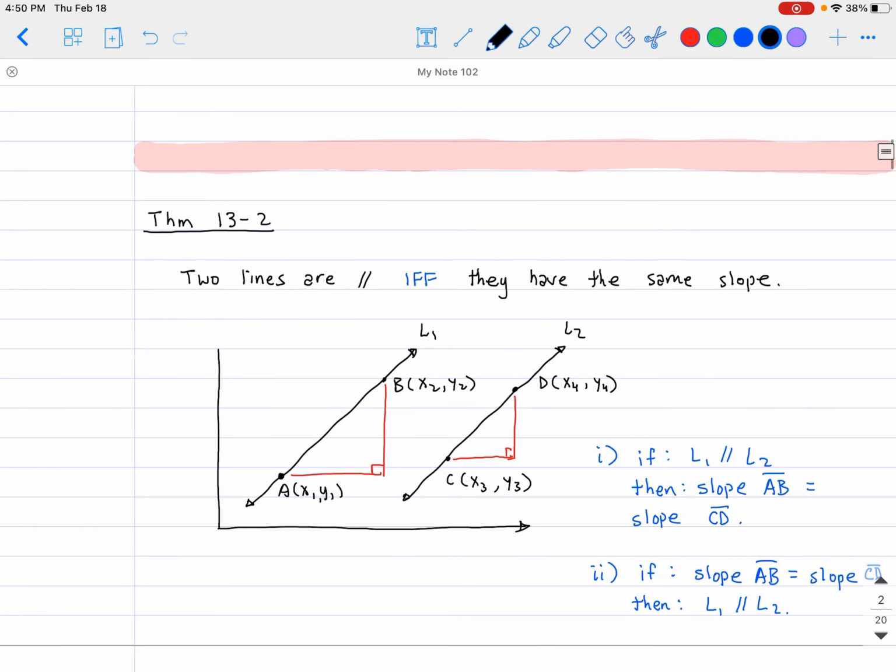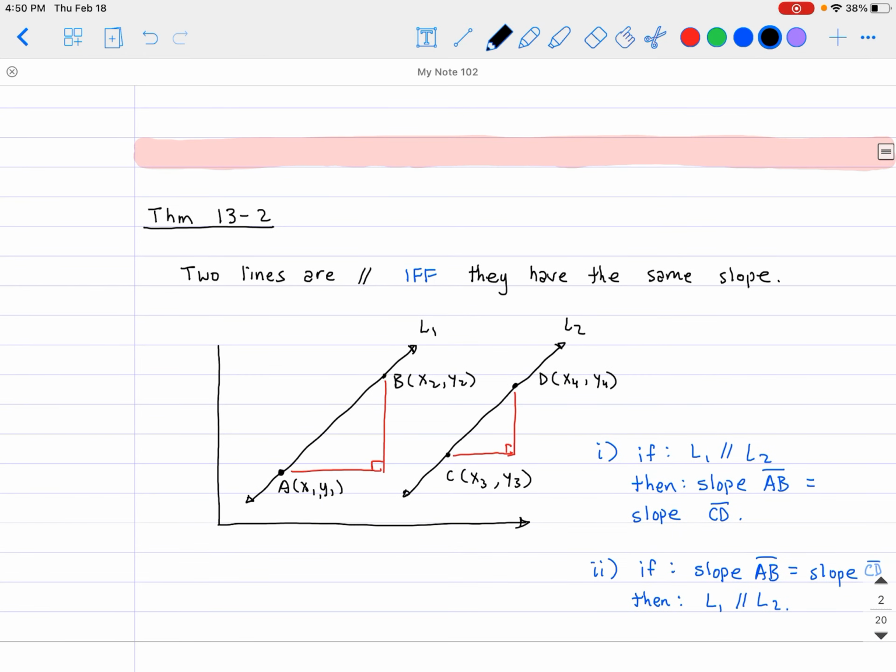Okay, next, Theorem 13.2. Two lines are parallel if and only if they have the same slope. Meaning that if you have two lines and they are parallel to each other, then their slopes are going to be the same. And conversely, if two lines have the same slope, then they are parallel. So this is kind of like a 2-for-1 offer, because the theorem takes care of both the original and also the converse.